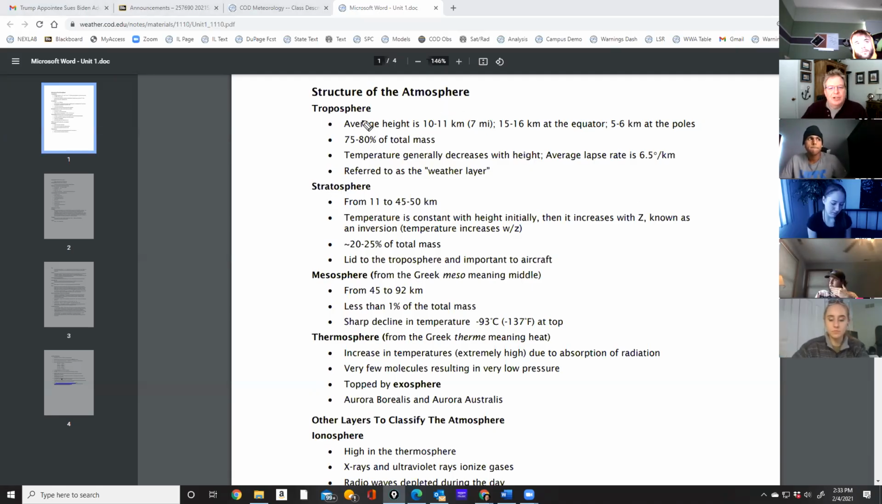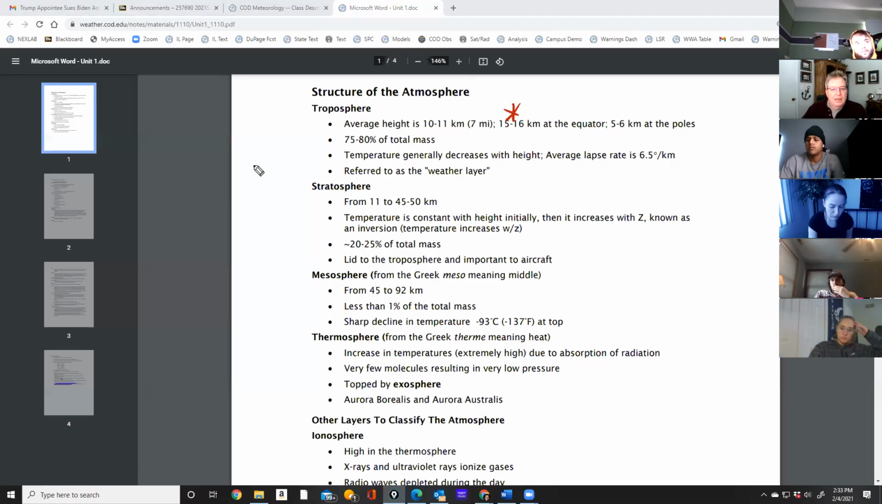So the average height of the troposphere is around 10 to 11 kilometers, 15 at the equator, 5 to 6 kilometers at the poles. That's the tropopause, right? That's how high up the end of the troposphere is. You need to star this, because we're going to explain why it's thicker over the equator and thinner over the poles. There's a reason for that, which we'll get into. The troposphere is about 75% of the total mass of the atmosphere.